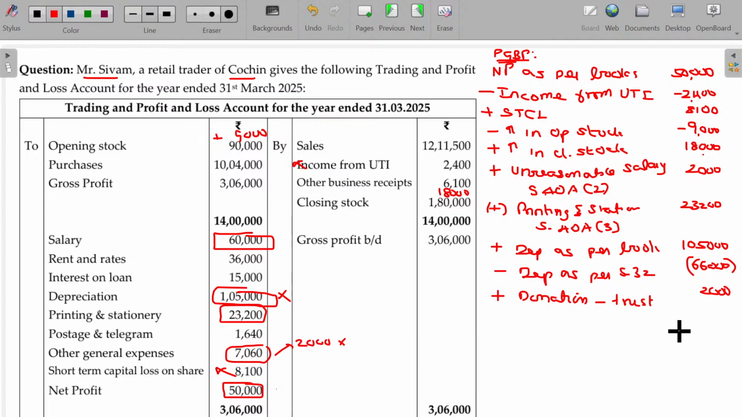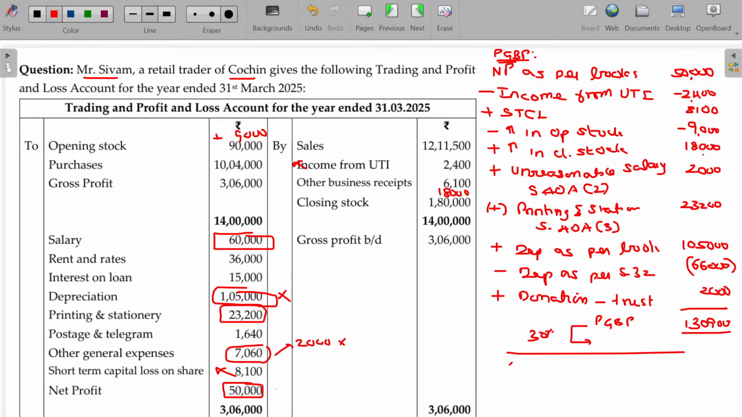Now come on, tell me the overall value. 1,30,900 will be your PGBP. Now, actually, the tax rate applicable for this being 30%.